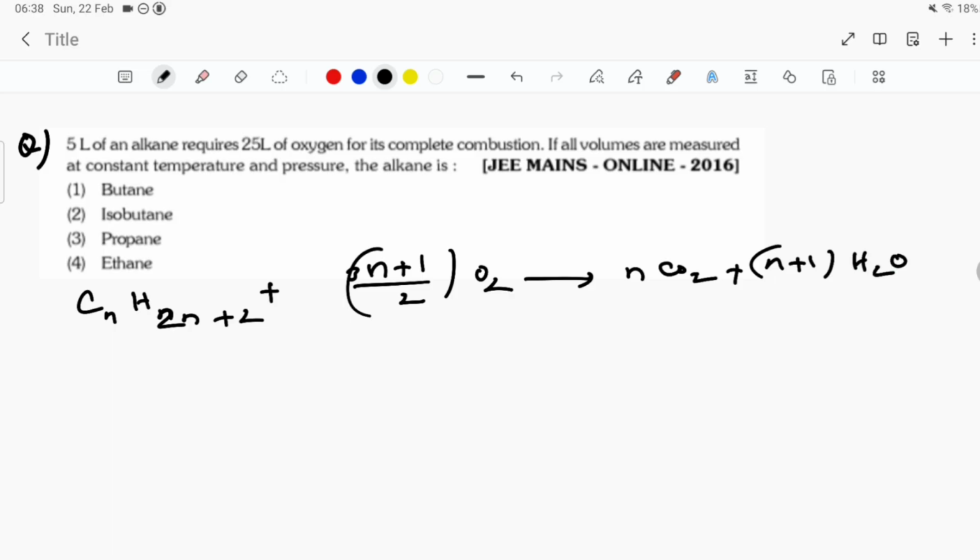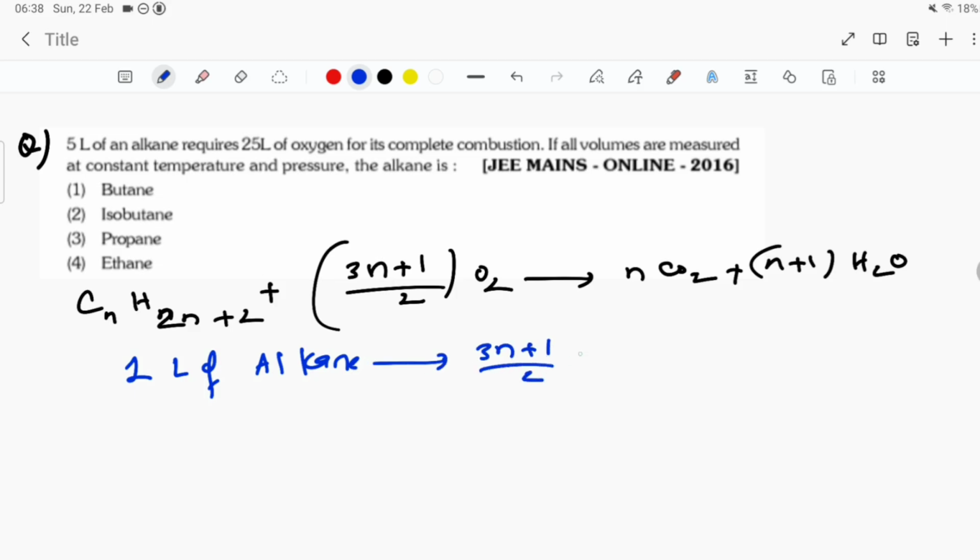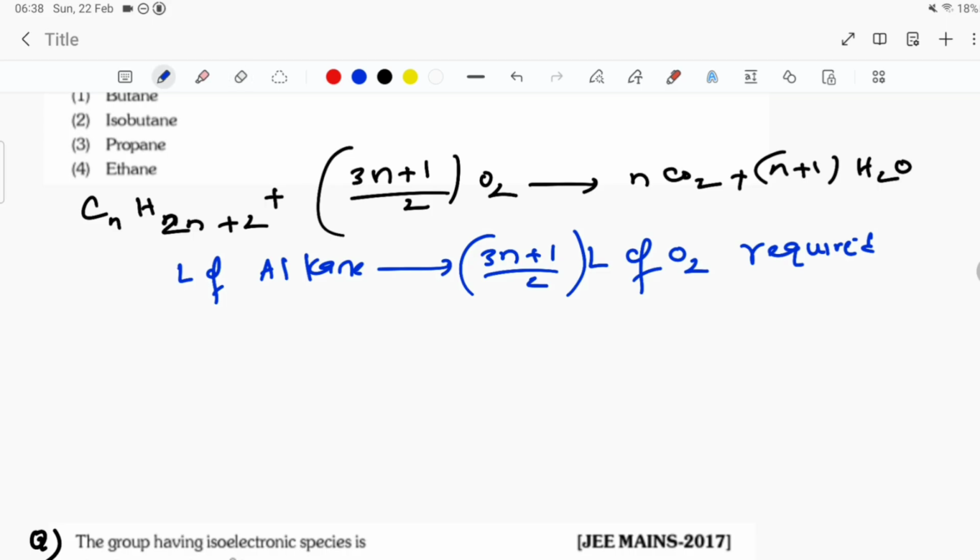General formula of alkane. What we used here means combustion, balanced reaction. What is n here? n is the number of carbon atoms. So here we know 5 liters of alkane, 25 liters of oxygen. Meaning here, for 1 liter of alkane, we need (3n+1)/2 liters of O2 required for 1 liter of alkane. That's what a balanced chemical reaction we can interpret.